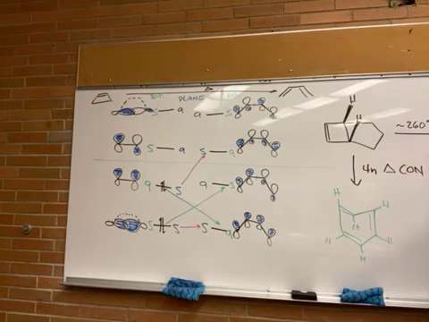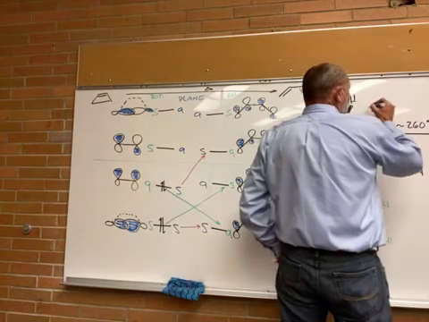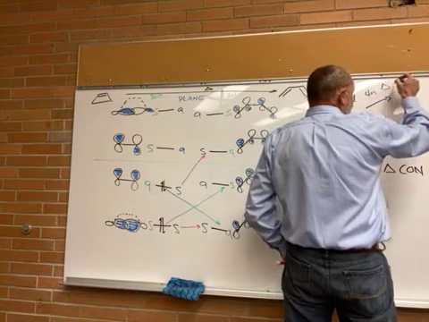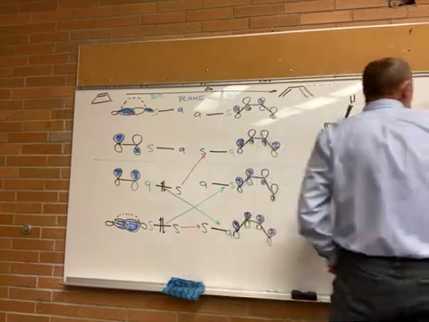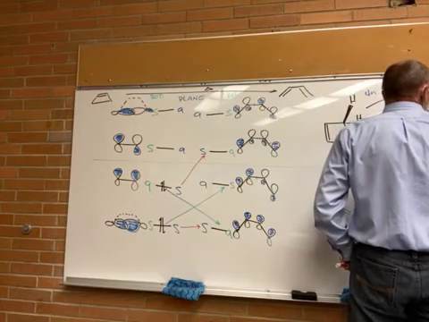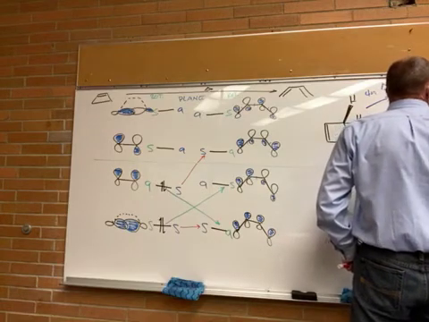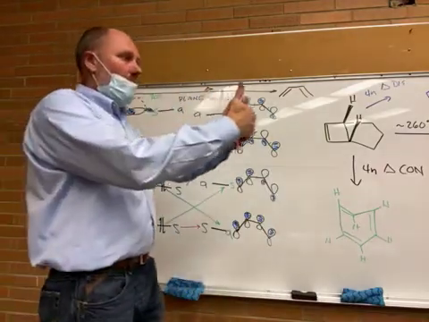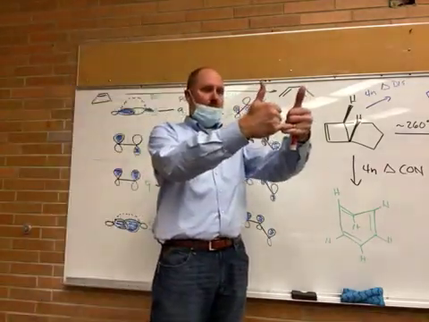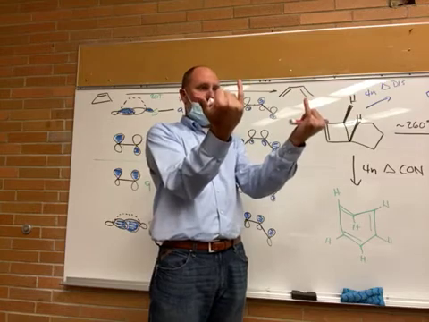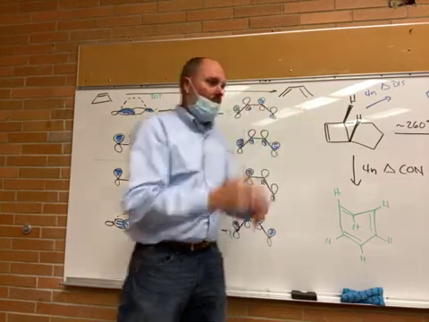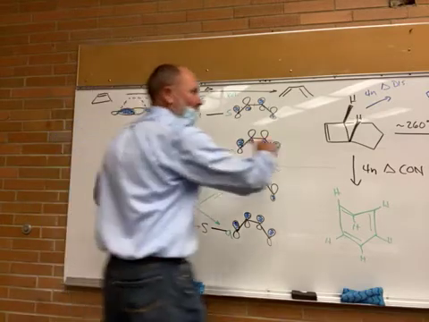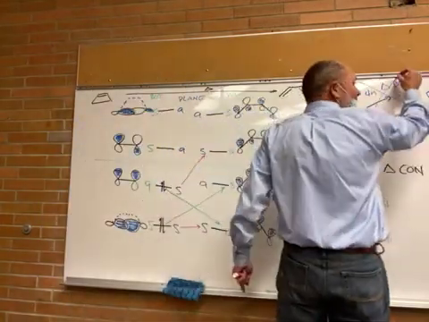If I went thermal dis, notice, 4n thermal dis would give me benzene. But notice, 4n thermal dis gives me benzene, but because I am not symmetrical, we see none of this.